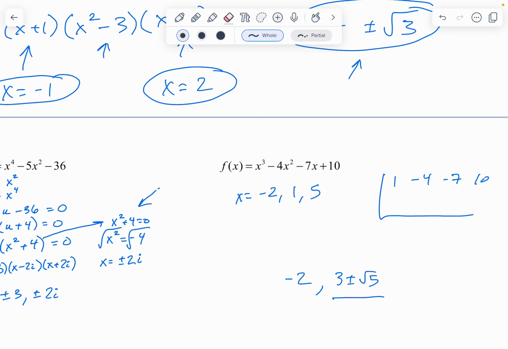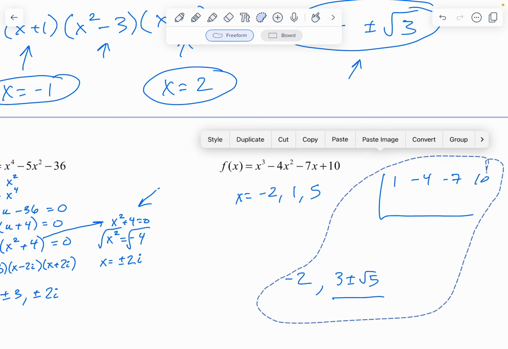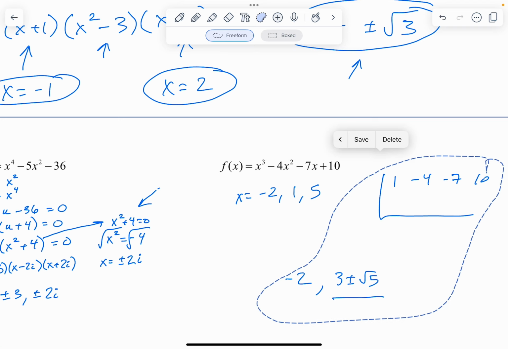Hang on, I want to get rid of all of this. Oh, my pencil just turned off. Okay, let's see if I can get rid of all that. Why am I not seeing delete? There it is. Okay.